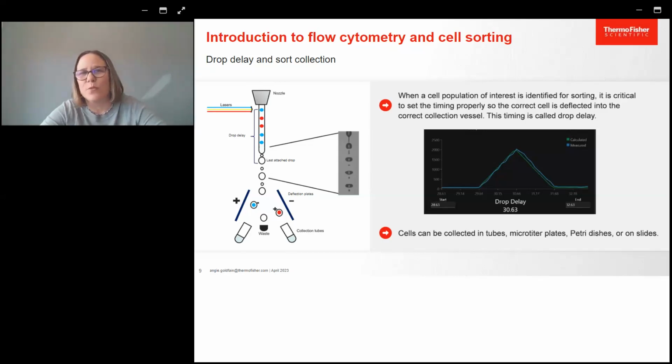Some instruments can sort different ways, 2, 4, even 6 ways into 5 ml test tubes. There are other collection vessels as well. Some people sort into microtiter plates directly, and this is a key for single cell sorting. You can sort into 96 or 384 well plates very accurately and have exactly 1 cell per well, which you can do further downstream processing. You can sort into slides, into Petri dishes, PCR strips, anything that you can think of and put underneath there, we can sort into for downstream processing.